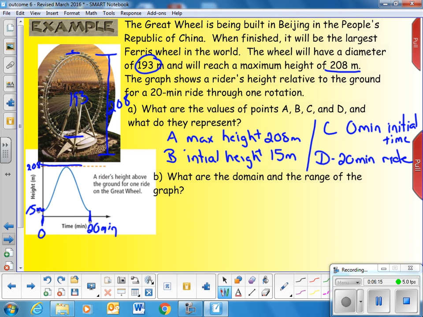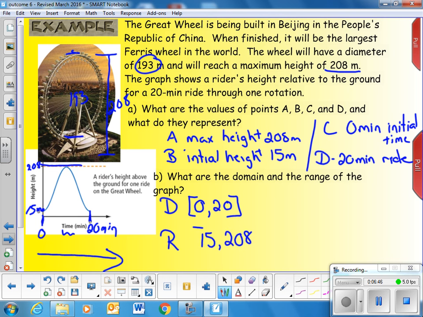Part B, what are the domain and range of the graph? So our domain is the x values, which in this case isn't really x, but it's time. It's our horizontal values. So our domain goes from 0 to 20 minutes and includes every number in between, so we can use square brackets. The range would be our height. The lowest height on this graph would be 15 meters, and we go all the way up to a maximum of 208 meters. Again, those 2 points are included, so square brackets.